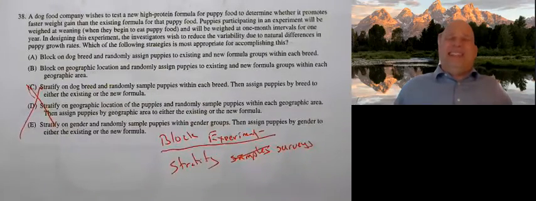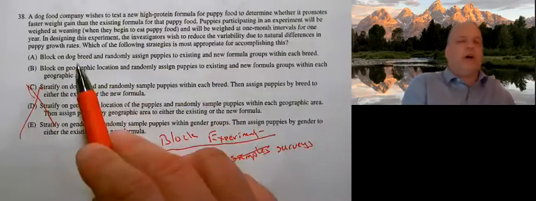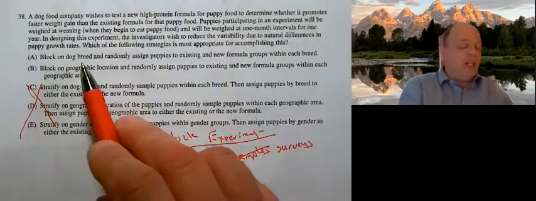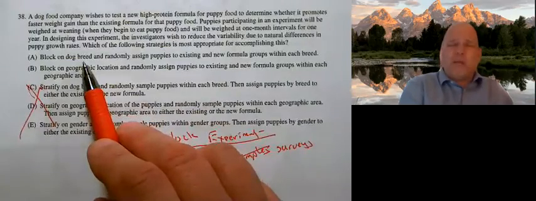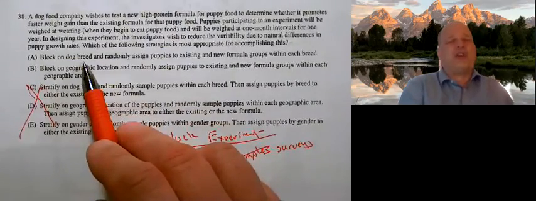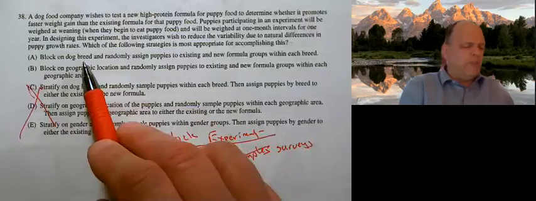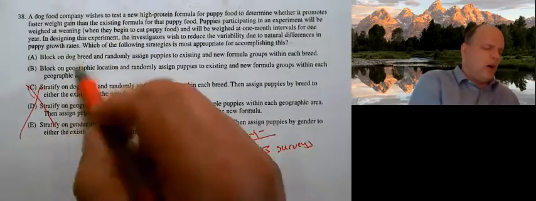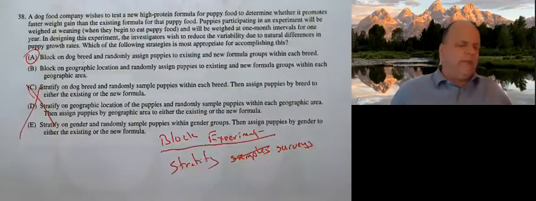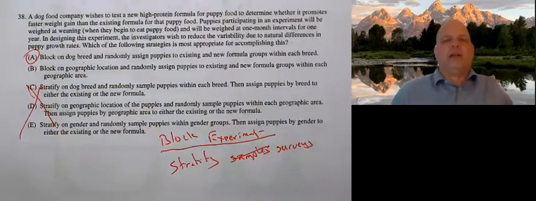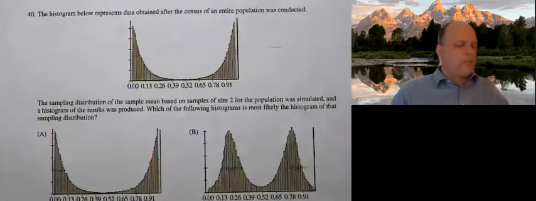But dog breed does impact how fast puppies grow. So breed of dog impacts it. Obviously, if you have a Great Dane, it's probably going to grow faster than a Maltese. So block on dog breed as we think it'll have the largest impact. All right. So you're going to block on dog breed.